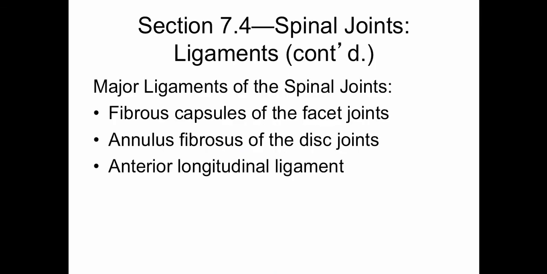The major ligaments of the spinal joints include the fibrous capsules of the facet joints, the annulus fibrosus of the joints in the discs, and the anterior longitudinal ligament. The fibrous joint capsules of the facet joints stabilize the facet joints and limit the extremes of all spinal joint motions except extension and inferior translation. The annulus fibrosus of the disc joints stabilizes the disc joints and limits the extremes of all spinal joint motions except inferior translation. The anterior longitudinal ligament limits extension of the spinal joints.